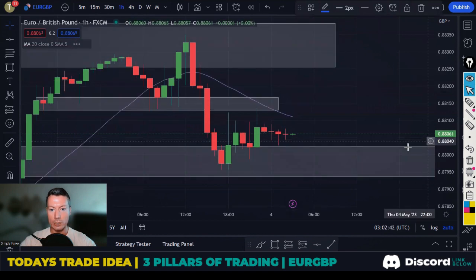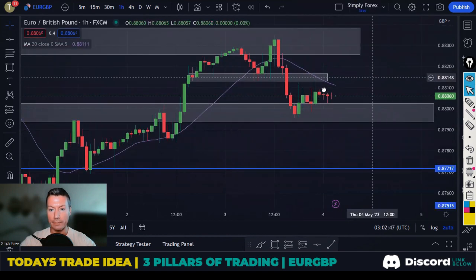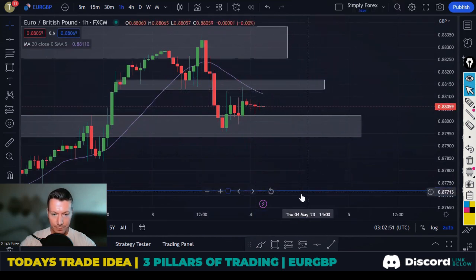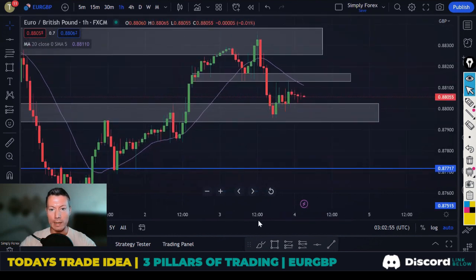Let's go down to the H1 to see how we can trade it or where we can trade it from. Let me move this grey zone out a little bit further. So you can see H1 structure is breaking down nicely. This is what we want to see.